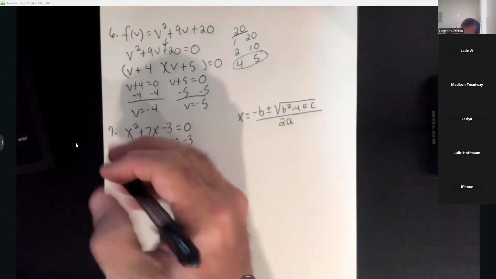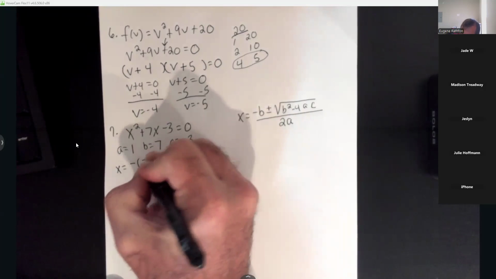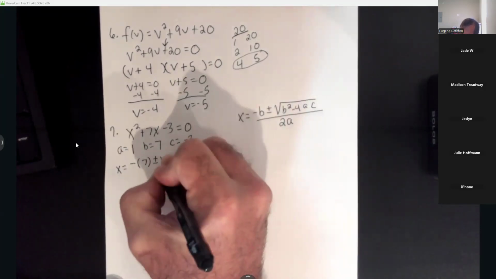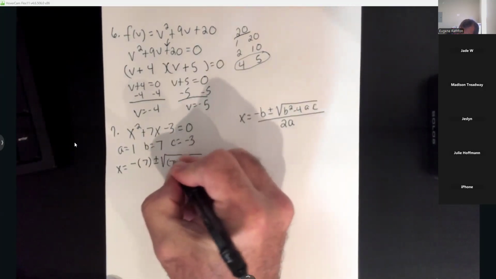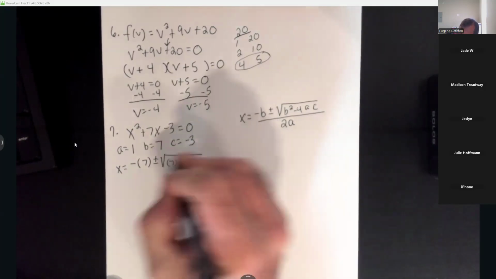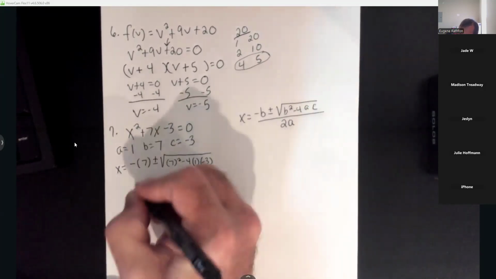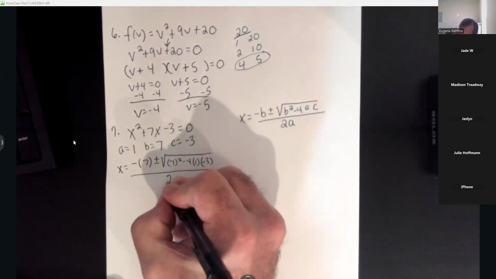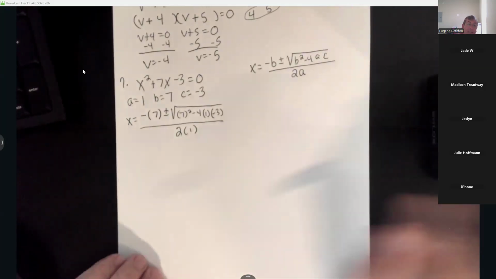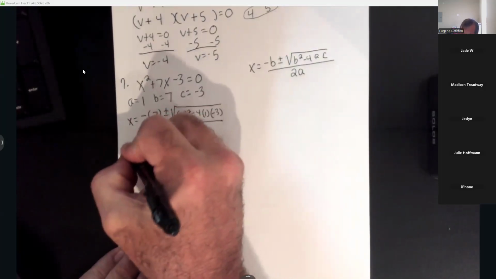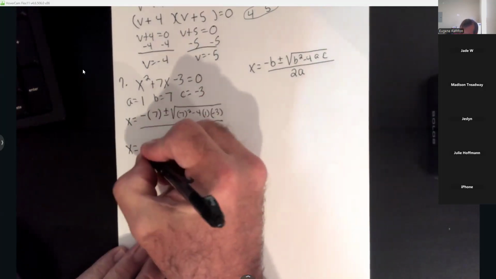All right, plugging them into my formula. X equals negative times b, which is 7, plus or minus square root. B squared would be 7 squared, minus 4 times a, which is 1, and c, which is -3. All of that will be over 2 times a, which is 1. So the first step, y'all, just getting everything plugged in, okay? Then start simplifying what you can. Negative times a positive makes that a -7.